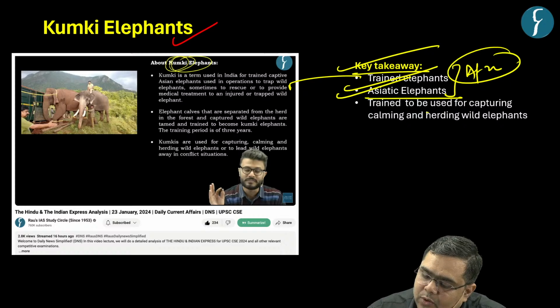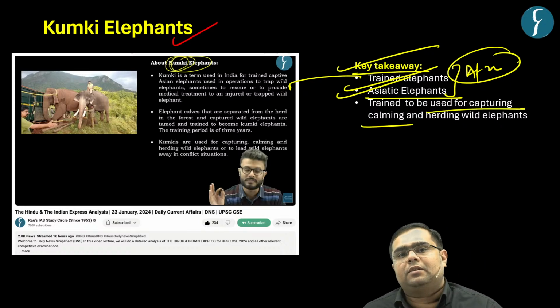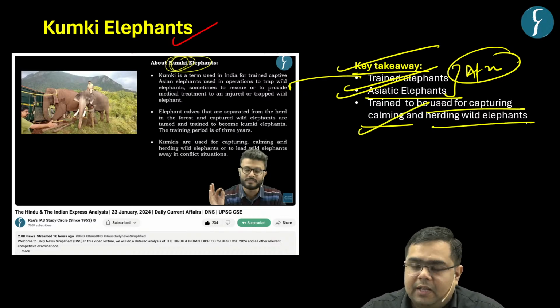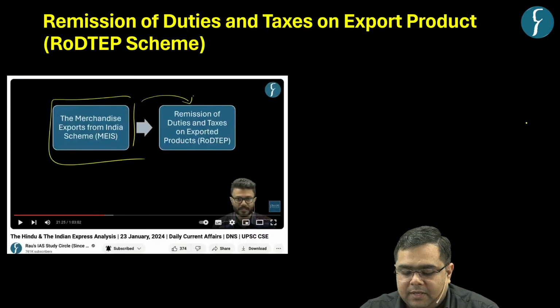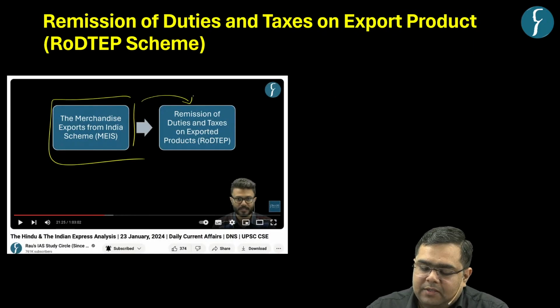Then they are trained to be used for capturing. They could be used for capturing new elephants that are wild elephants. Then they could be used for calming and herding the wild elephants, right?